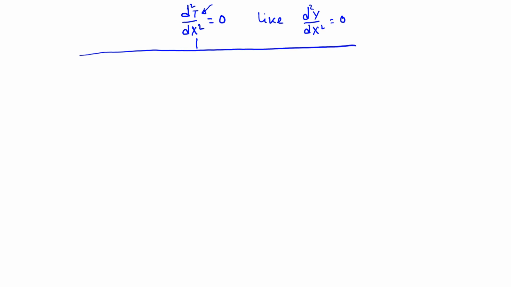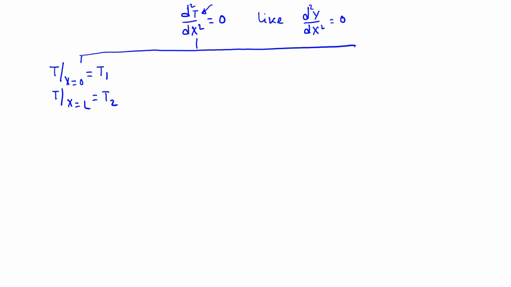In the past, we talked about solving this equation, d squared T dx squared equal to 0. So this is like what you did in calculus, d squared y dx squared equal to 0. So T is my independent variable. Now we solve this for two boundary conditions, and the boundary conditions looked like this: T at x equal to 0 is T1, and T at x equal to L is T2.